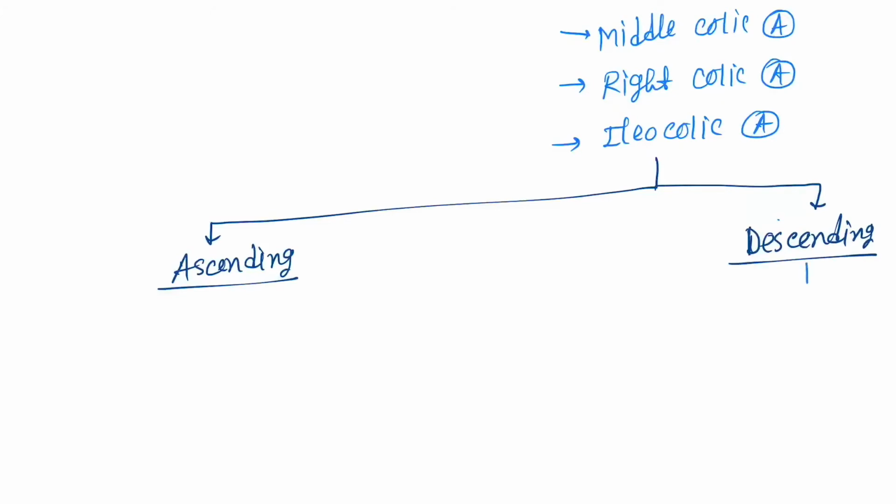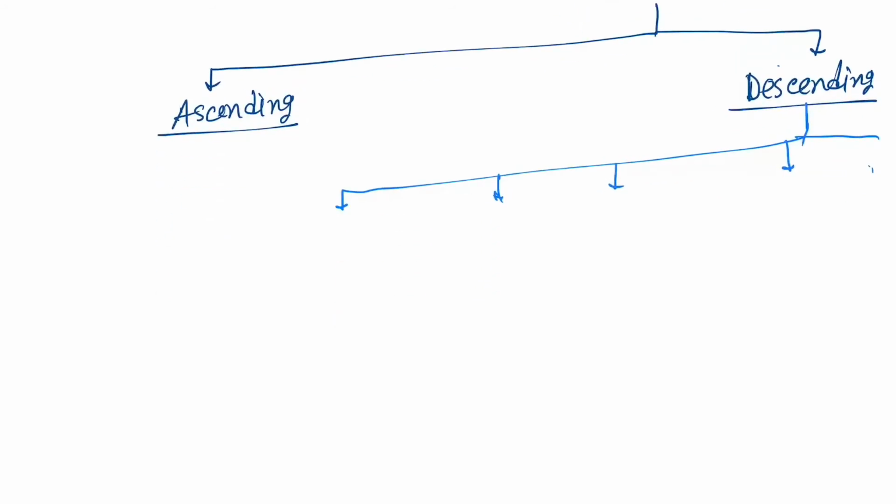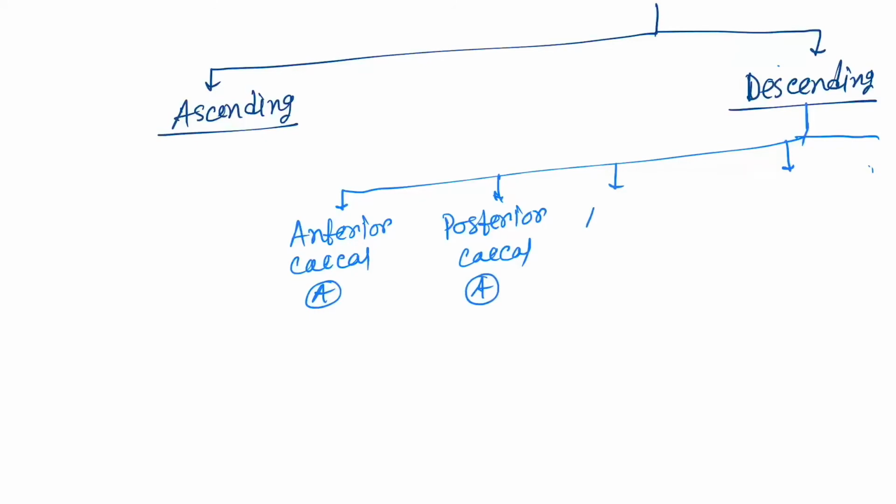Okay, descending further forms four arteries. Okay, number 1 is the anterior cecal artery, posterior cecal artery, appendicular artery, and ileal artery.